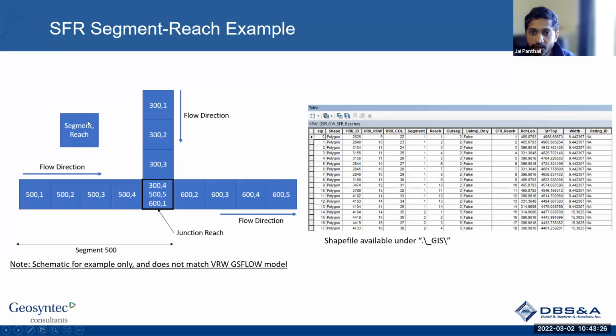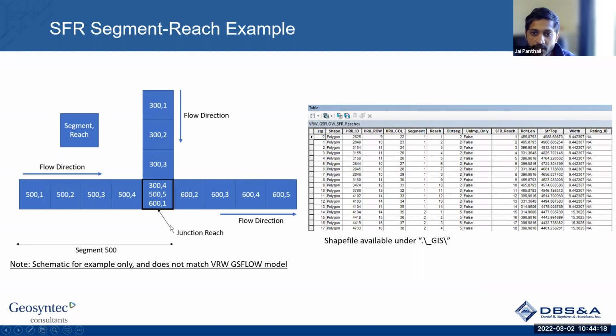And as I explained earlier, each cell is an SFR reach, and many of these reaches make up a segment. So you have segment 500 here, segment 300 here, and then they're both joining in this junction reach here to form segment 600. So if you're interested in a location to output stream flow, maybe at this location, that one is easy. You will select the SFR reach number which is related to that cell. So you will look for segment 500 in this column, reach 3 in that column, and then get the SFR reach number from this column.